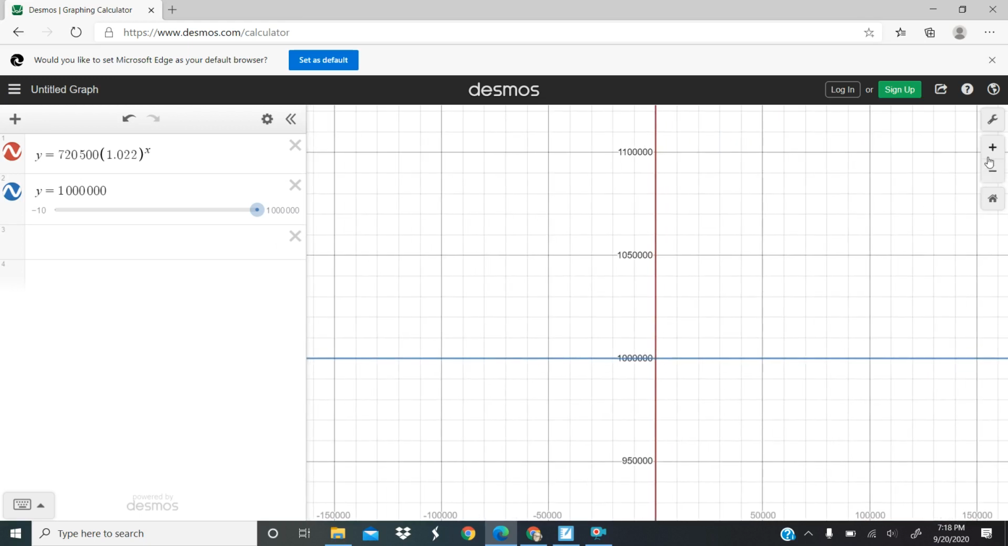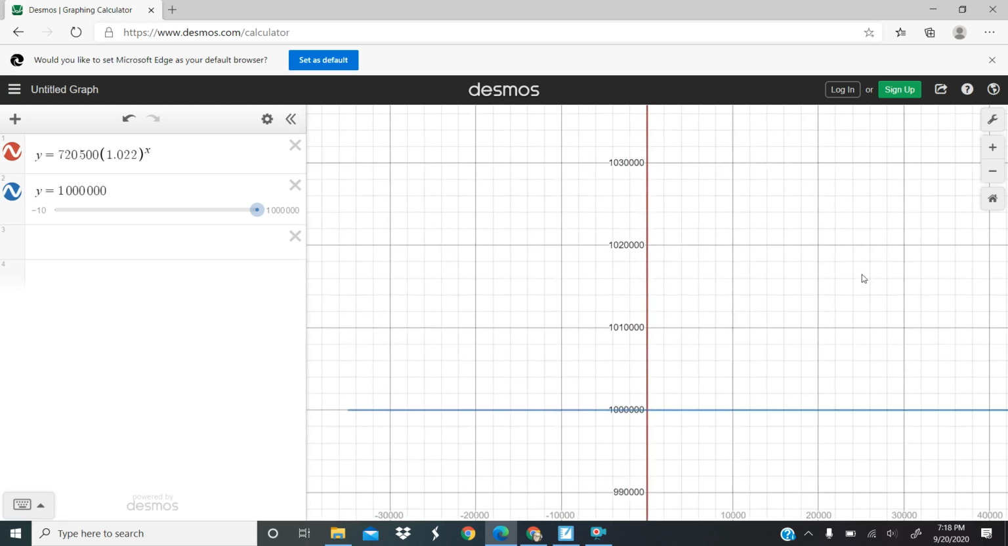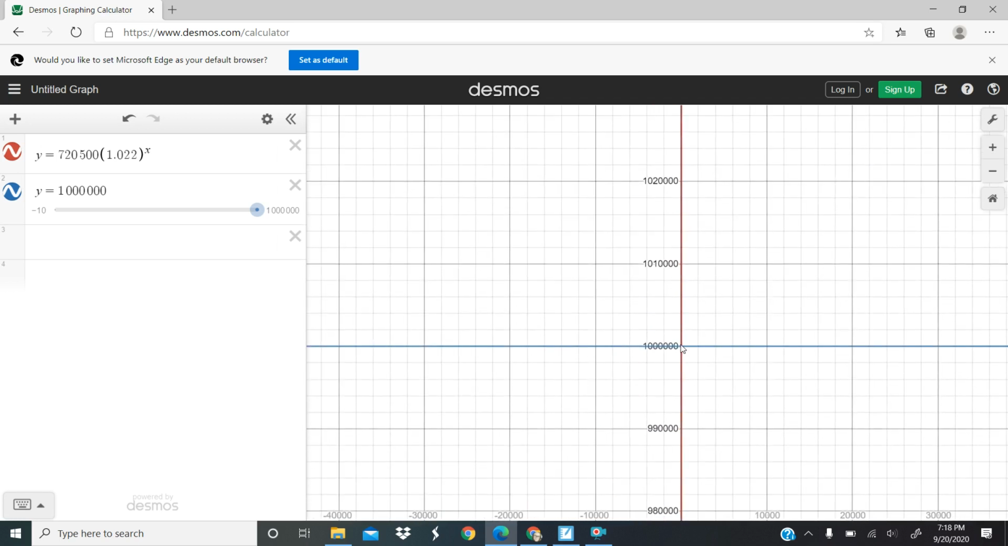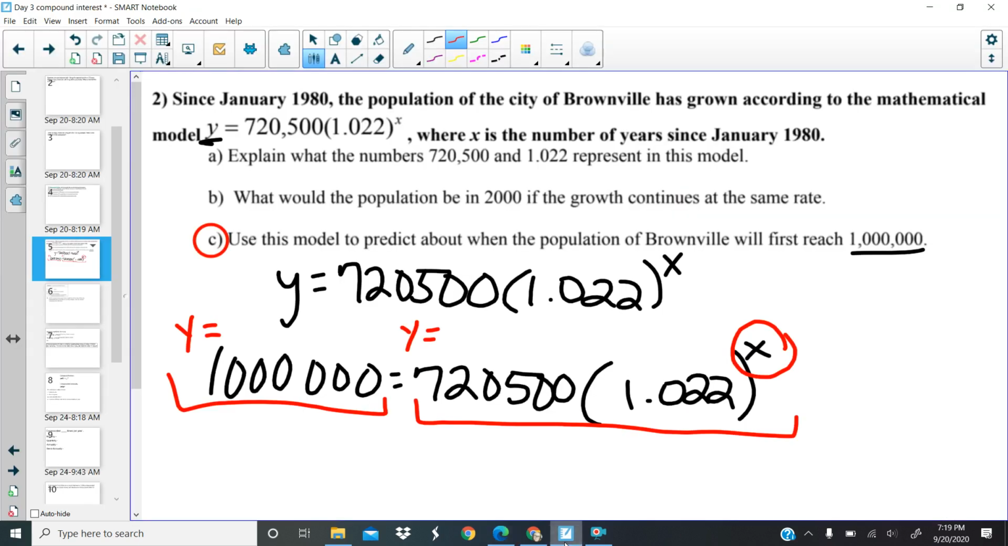And then even though the graph of the 720,500 is really close to the y-axis, you should still be able to click on where that intersection is between the two. And you can see that that intersection happens at 15.064 and 1 million. So whenever you go back to your problem, remember you were solving for x, so x would equal 15.064. So let's come back here, and now we have x equals 15.064. But then you have to look at what that means in the context.